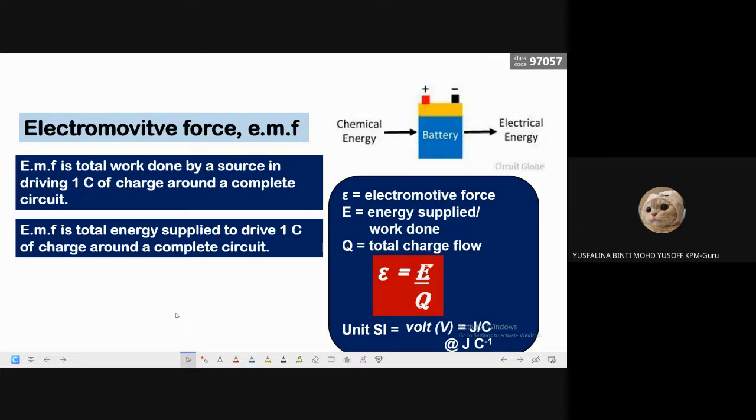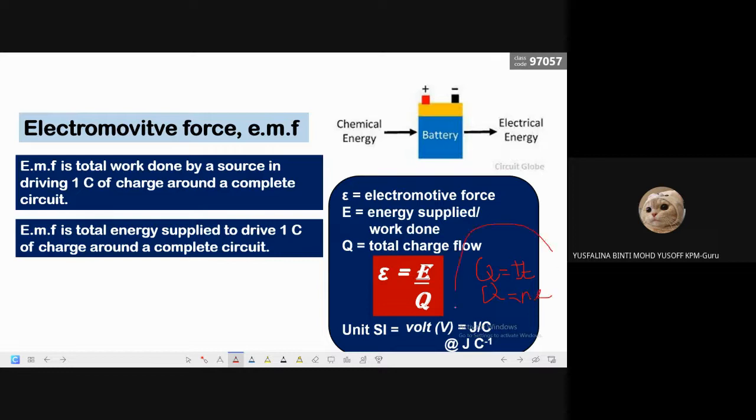This is the formula for the electromotive force: E over Q. The electromotive force is the energy supplied divided by the total charge flow. So how much energy is being supplied and how much is the total charge flow. E divided by Q. Q you can find using these formulas: Q equals IT, or Q equals NE.